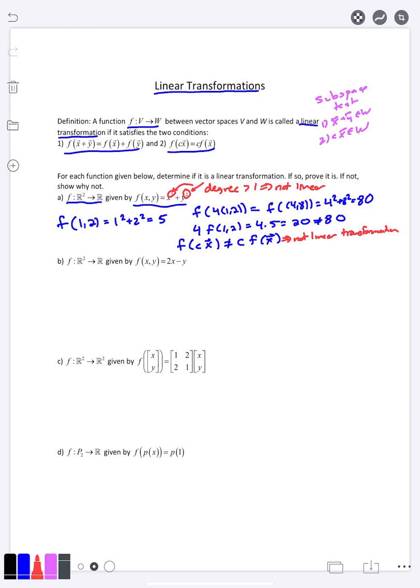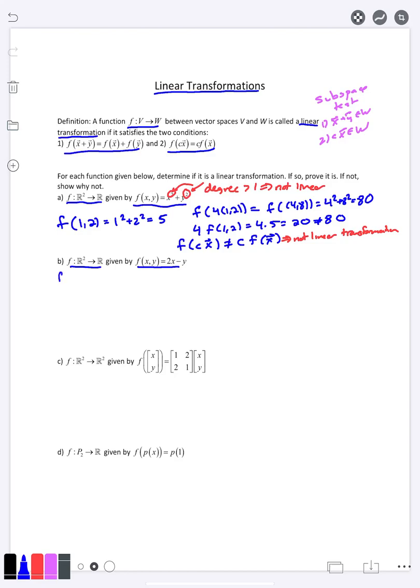Now this next one is another function that goes from a two-dimensional space R^2 down to a number in R. This time it's 2x minus y. And you see we have linear terms there. It makes you think that maybe it is going to be a linear transformation. So let's try to prove that.